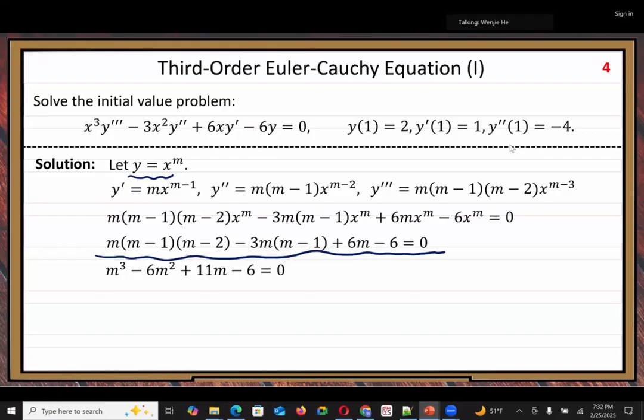But for this class, you may have a chance to need to solve higher order equations, higher order polynomial equations. I allow you to use Wolfram Alpha to solve. You can use Wolfram Alpha to find the solution. It's okay, it's legal.